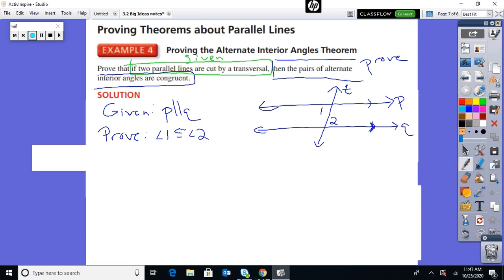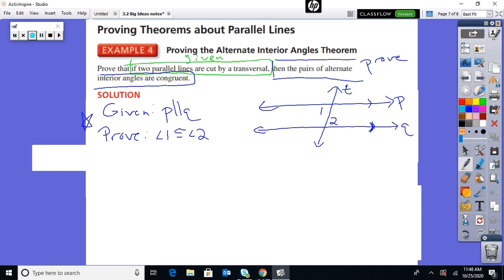Alright, so that's the tough part because there's no picture for some of these, so you have to draw and label a diagram and then relate your given and prove to what you call it. So we could all have different ones. If you call it A and B or C and D, then you just have to match up your diagram with your words, given and prove.